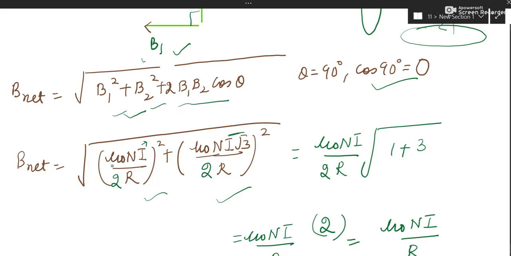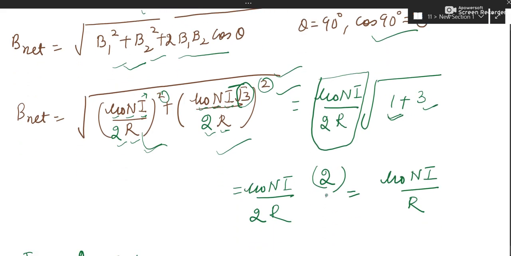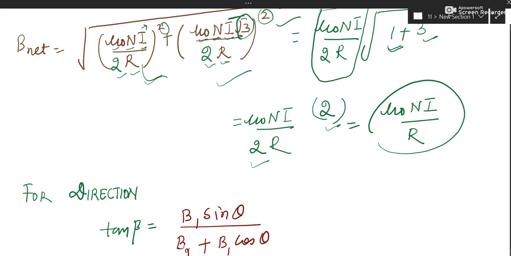Take common mu naught n I by 2r. Mu naught n I by 2r whole square is common, so the square will be cancelled by the root. So this will come out with a single power. What is left from here is 1, and what is left from here is root 3 square, which is 3. 3 plus 1 is 4, and the root of 4 is 2. The 2 will be cancelled. This is the net magnetic field at the center due to these two coils.